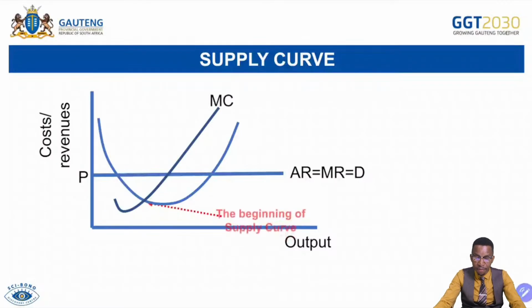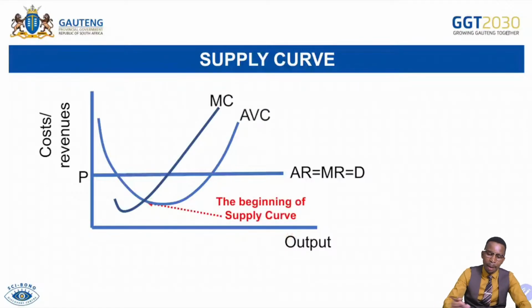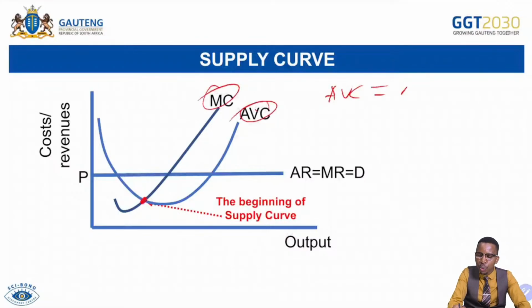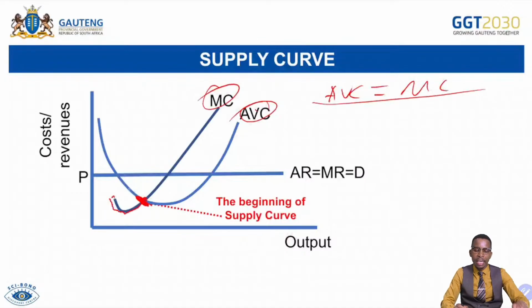So you have your AVC now, the beginning of the supply curve. So how do we see the supply curve? The supply curve is formed at the point where AVC cuts what we call MC. Where AVC equals MC, then the supply curve will be formed. Meaning this part, which is downward sloping, is not regarded as part of the supply curve. The supply curve is straightforward, being upward sloping.